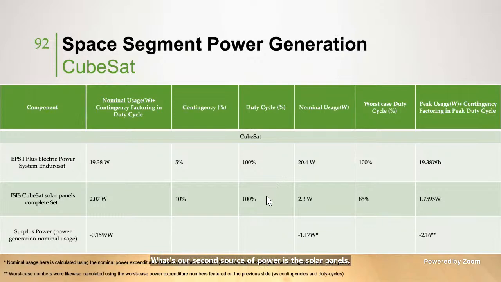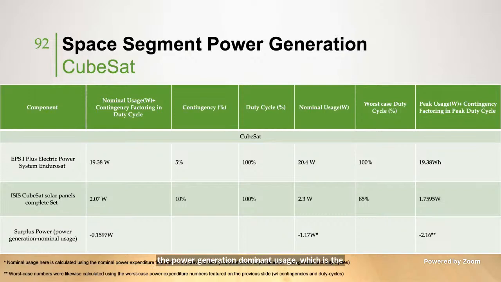Our second source of power is the solar panels. The best case duty cycle is 100%, and the worst case duty cycle is 85%. We add a contingency rate of 10%, and the nominal usage is 2.3 watts. And after using the previous numbers for calculations, the total nominal usage plus the contingency rate and the duty cycle is 2.07 watts.